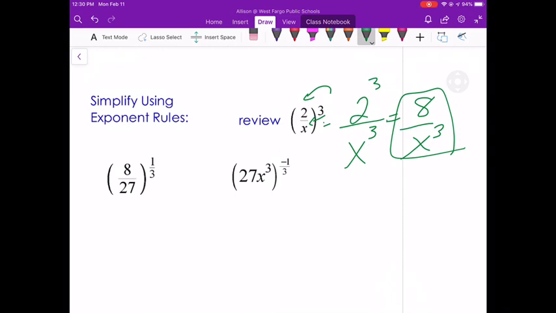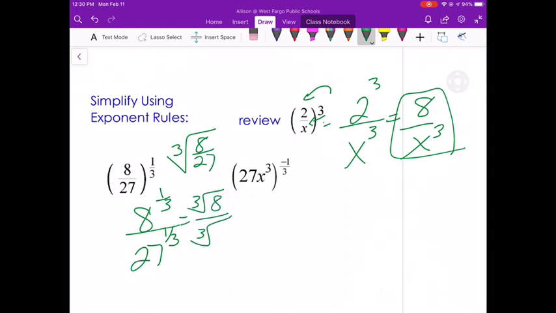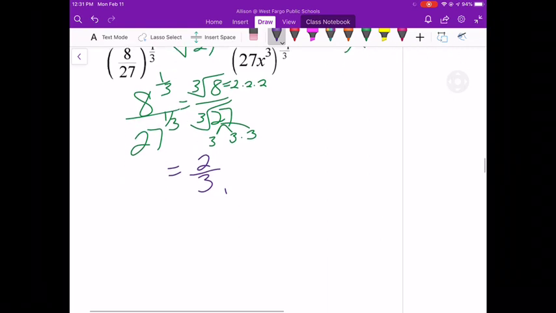It works the same way with a fraction. So it'd be 8 to the 1/3 and 27 to the 1/3. Or you could think of that as the cubed root of 8 over 27, which means it's the cubed root of 8 over the cubed root of 27. Now 8 is 2 times 2 times 2, and 27 is 3 times 3 times 3. And so the cubed root of 8 is 2, the cubed root of 27 is 3, so this simplifies to 2/3.